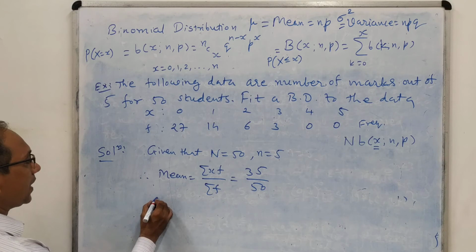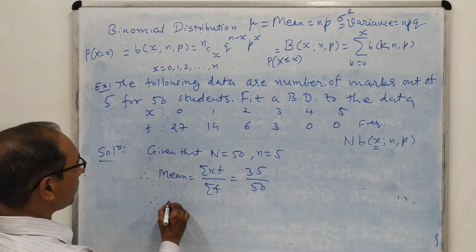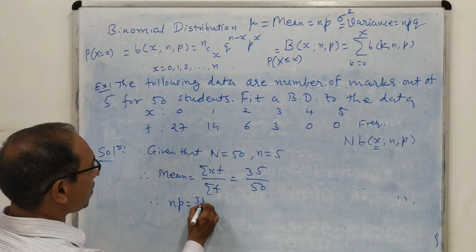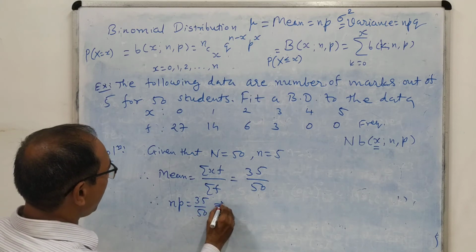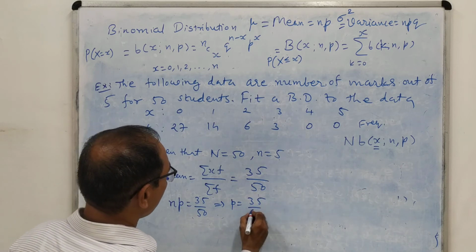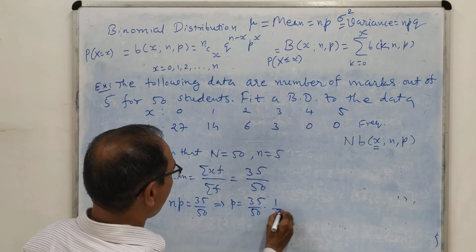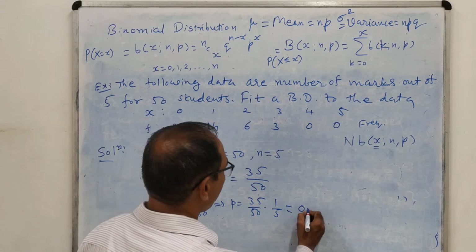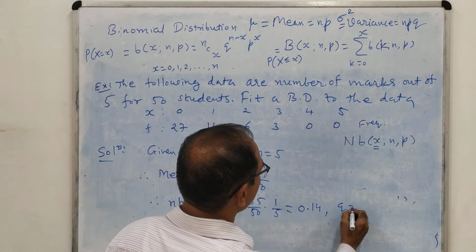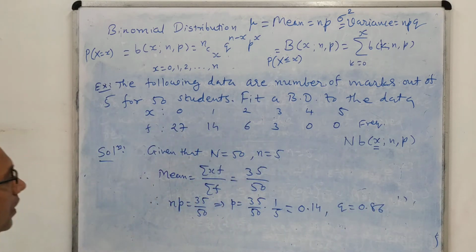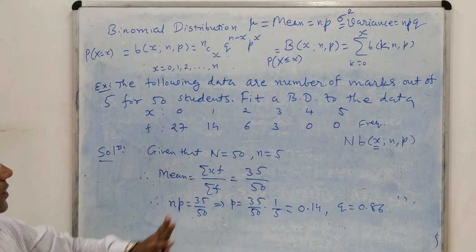Therefore, we can find out the value of probability. n into P is nothing but 35 by 50. So n is known, small 5. So small p is 35 by 50 into 1 by 5. By using your calculator, you can calculate this as 0.14, and hence q is nothing but 0.86, because 1 minus p. Okay, so p and q are there, small n is also there.